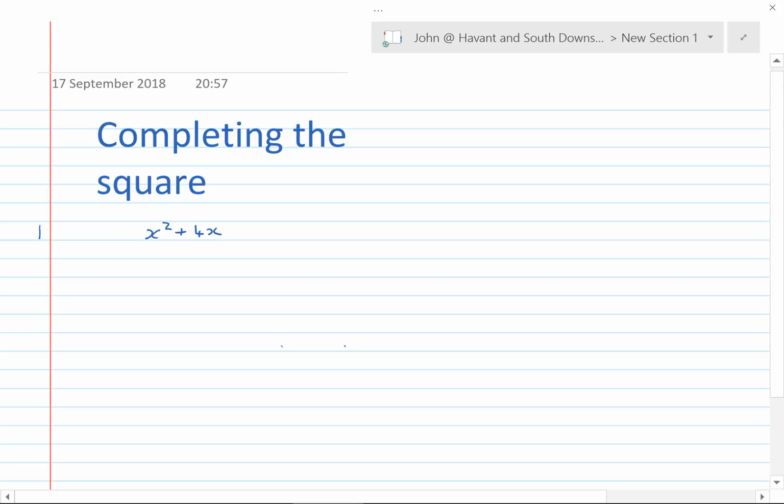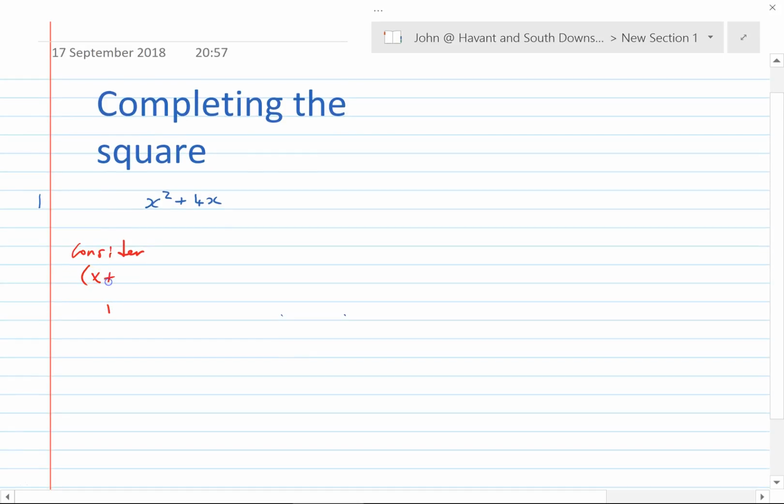Okay, well, what I need to look at is when I square the bracket, I'm going to need a 2x, so I need to half that number inside the bracket to actually compare it to something. So let's consider the thing squared: x plus 2 squared, which gives x squared plus 4x plus 4. That's it.